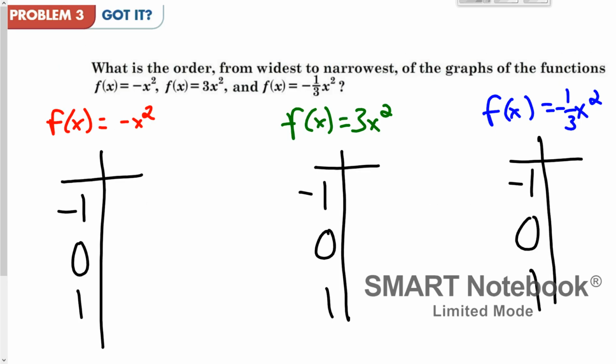Okay, go ahead and graph these two. Here you go. Those are your x's. What do you get?